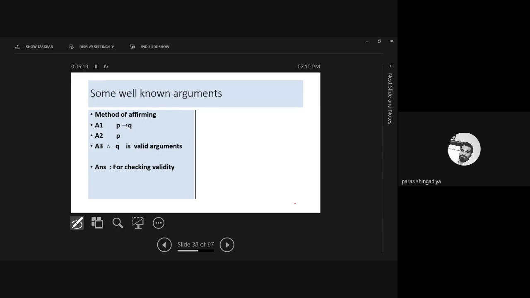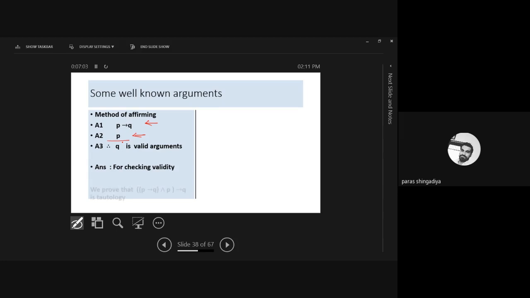So first, the argument involves 3 statements: P conditionally Q, P, and therefore Q. It is read as: first, P conditionally Q, that is your first argument. Second is P, and third is the conclusion, therefore Q. This is called the method of affirming, which is a valid argument. P conditionally Q, P, and therefore Q. We'll check why this is a valid statement.